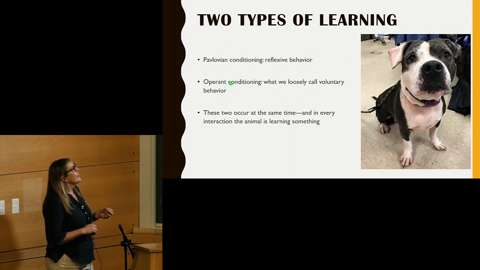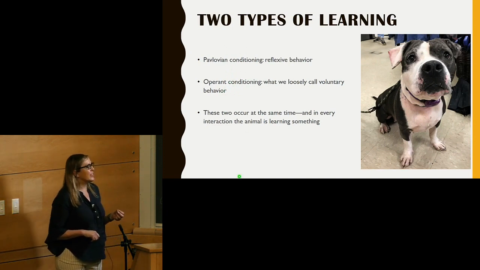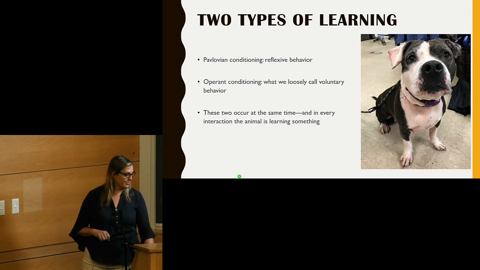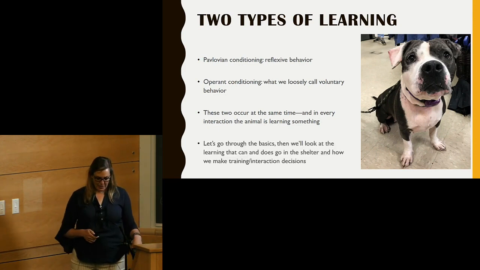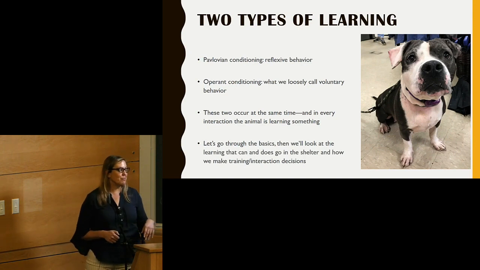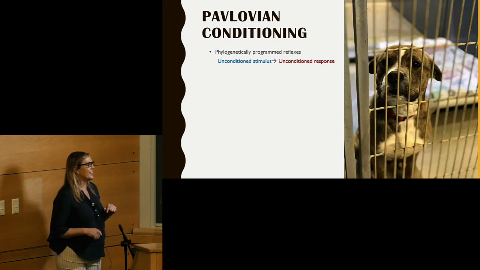So although I'm interested oftentimes in the operant side of things, how I train that behavior might depend on what sort of Pavlovian side effects I might get from that. So we're going to go through the basics, like I said, then we'll come back. Along the way, I'll give you some examples of how we might use these in the shelter environment, and then we'll tie them back together.